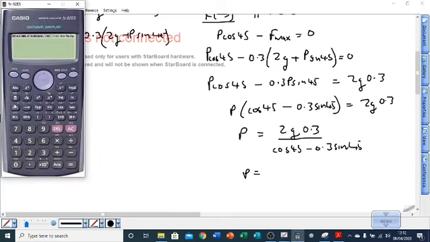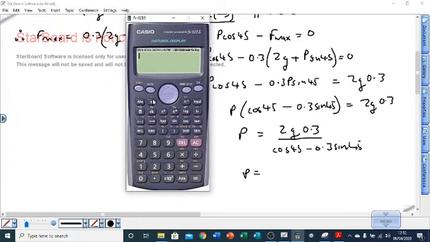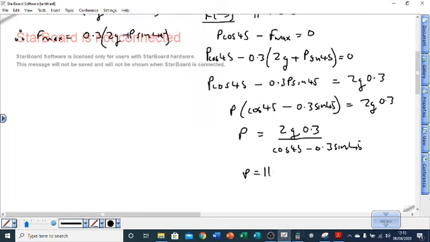Calculator back on, fraction button, bring it over here. Fraction button, 2 times 9.8 times 0.3, that is all over cos 45, close brackets, minus, open brackets, 0.3 multiplied by sin 45, close brackets, equals. And we get that P is 11.9 newtons. Okay, that's what it would be to be in limiting equilibrium.